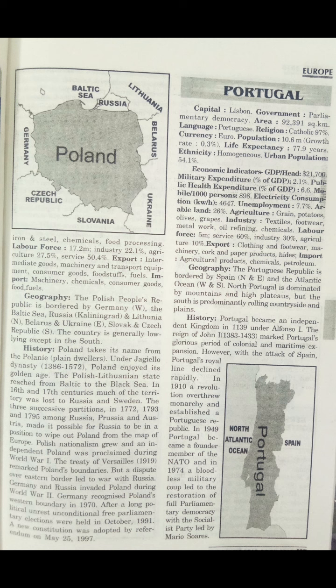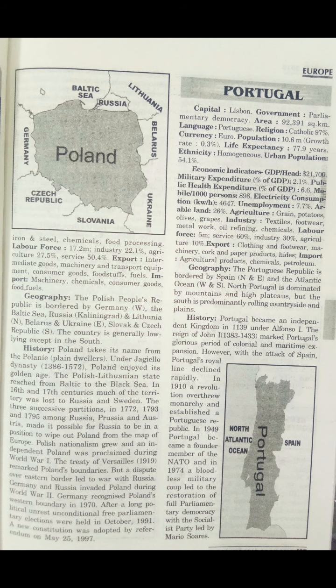Polish nationalism grew and an independent Poland was proclaimed during World War I. The Treaty of Versailles in 1919 redrew Poland's boundaries, but a dispute over the eastern border led to war with Russia. Germany and Russia invaded Poland during World War II. Germany recognized Poland's western boundary in 1970. After long political unrest, free parliamentary elections were held in October 1991. A new constitution was adopted by a referendum on May 25, 1997.